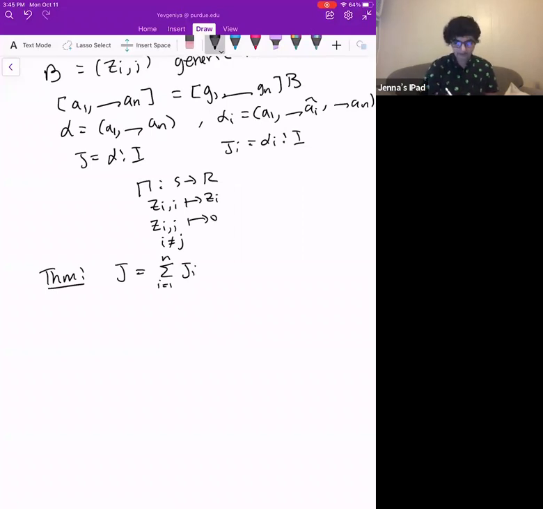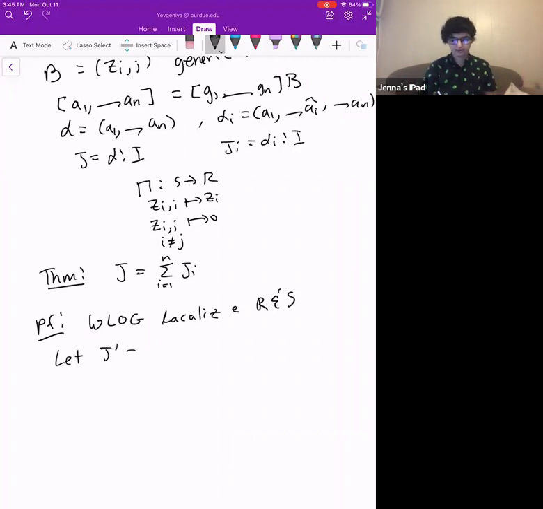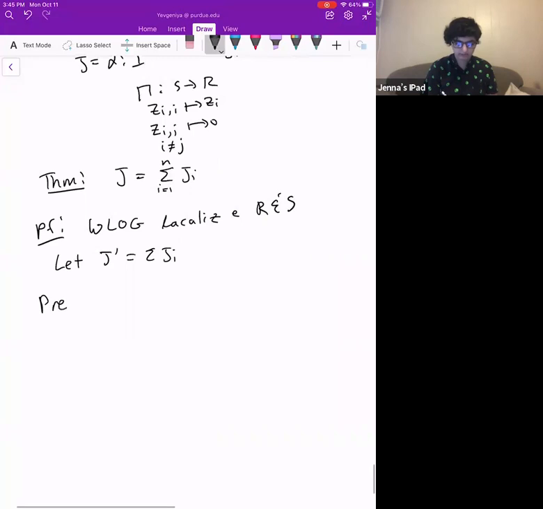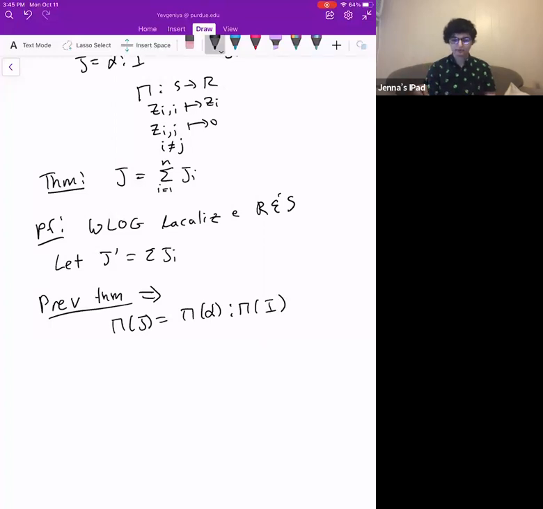So let's prove that. And this should be our final proof. Since everything is homogeneous, without loss of generality, we can localize at the homogeneous maximum ideals of R and S. So now we're in the local case. And we're going to let J prime be equal to the sum of links. Now, from the previous theorem, from section 2, the specialization theorem, we get that pi of J is equal to pi of alpha colon pi of I. And as I remarked before, this is just that special case from section 1.